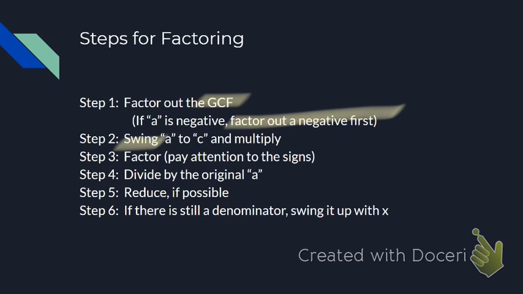Then we're going to swing A to C and multiply. We're going to factor like we normally would. Then we're going to divide by whatever our original A was, reduce if we can, and then after you reduce, if there's still a denominator, you're going to swing it up with x.